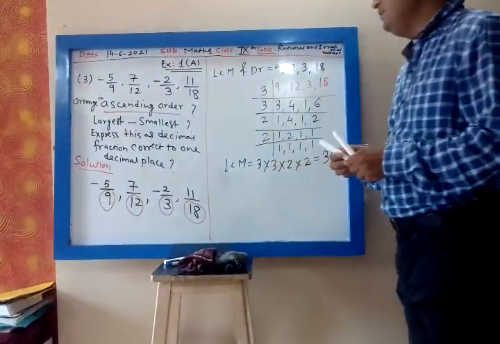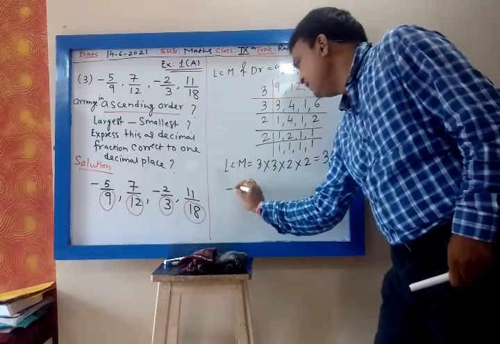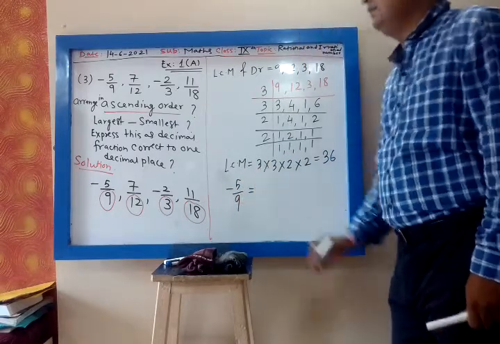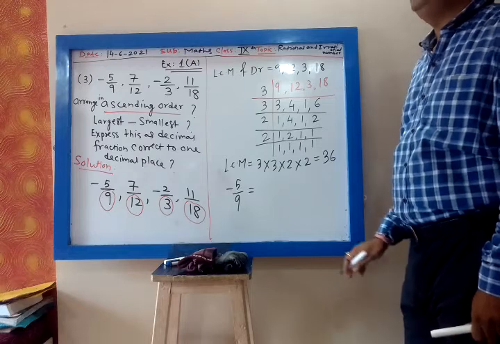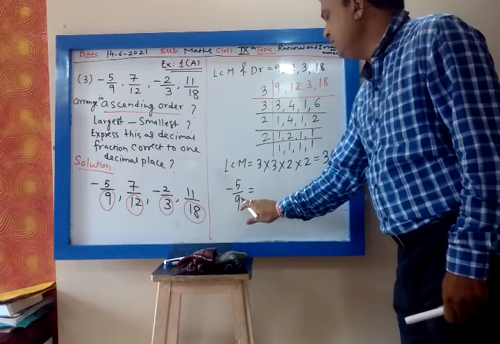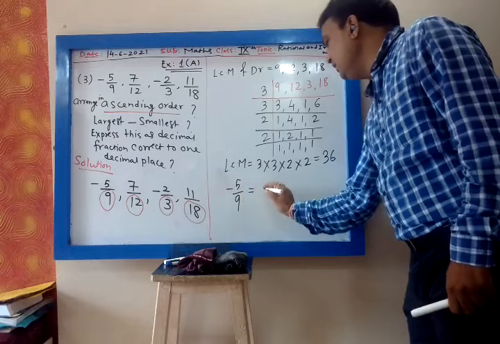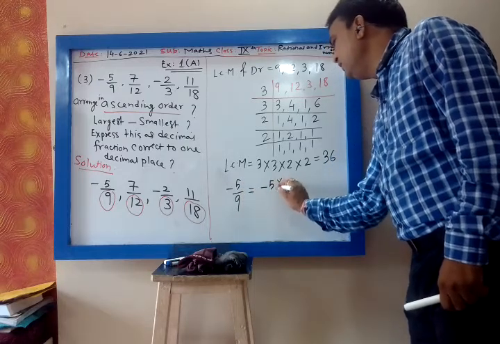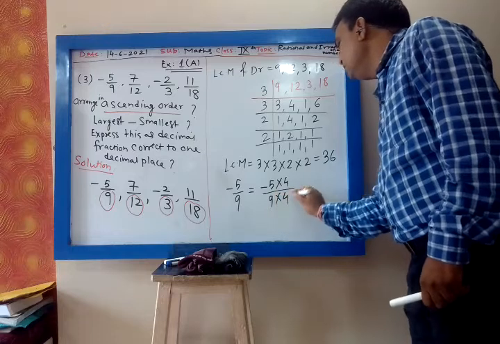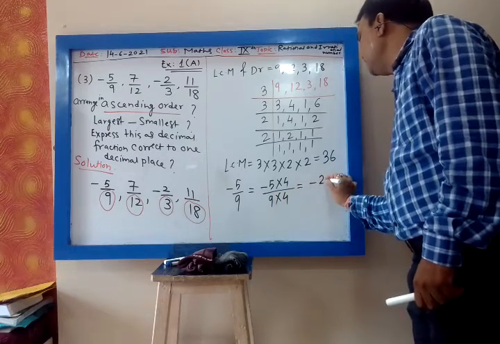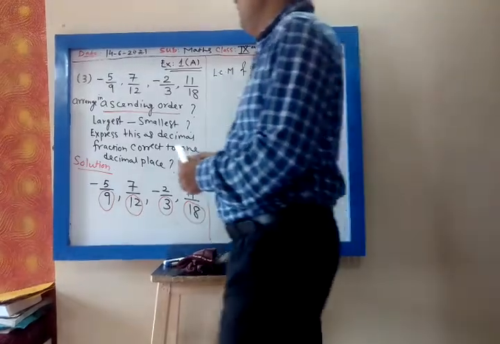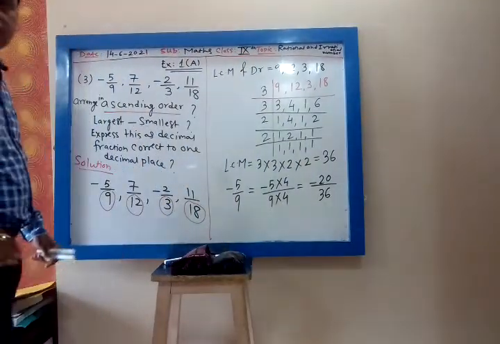So first we take minus 5 by 9. To make the denominator 36, I have to multiply 9 by 4. So I will multiply by 4 in the numerator as well as in the denominator. So that is minus 5 into 4 upon 9 into 4. So this is minus 20 upon 36. Now next is 7 upon 12.